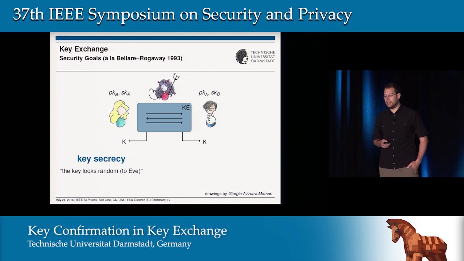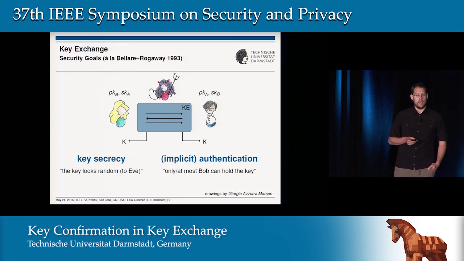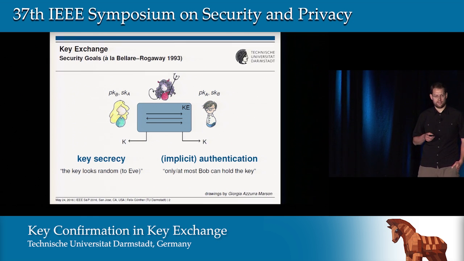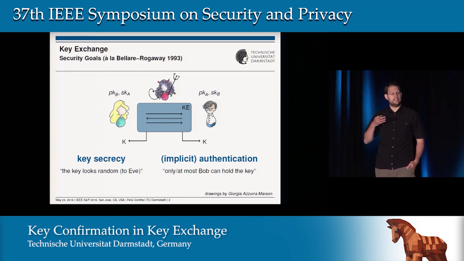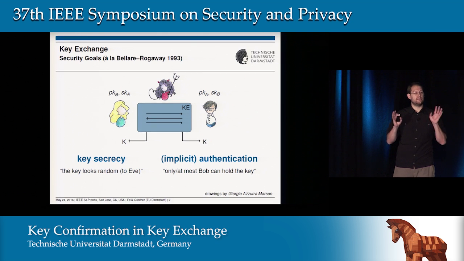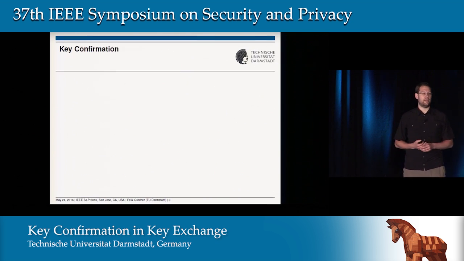The other property is authentication, and it's often formalized in an implicit way by giving, for example, Alice the guarantee that only Bob can potentially hold the key and no one else. However, Alice is not guaranteed whether actually Bob indeed holds the key or not. She's just told that if only, then Bob can be the one that holds it. So this is where key confirmation comes into the game, the topic of this talk.